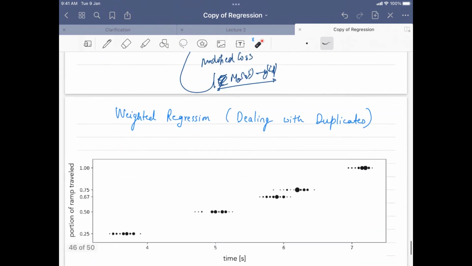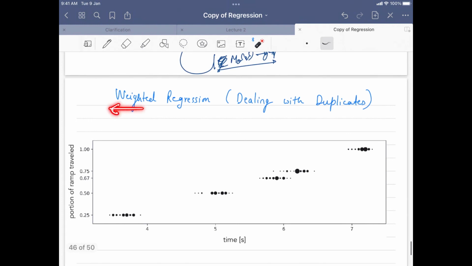Okay. So now there is another concept which we call weighted regression. All the regressions we have discussed so far are normal regressions, but we have some variations in the regressions, and we are discussing those variations now. The first variation that we will discuss is weighted regression. In weighted regression, we have some duplicate values also.